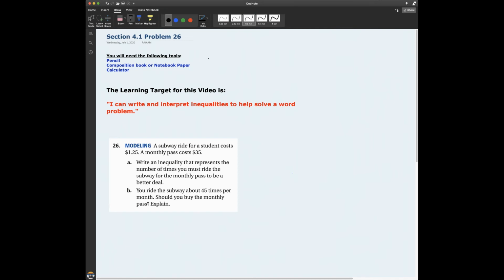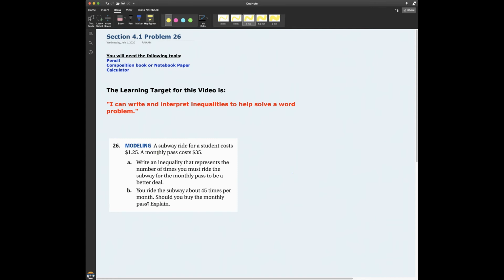It's problem 26. For this video, you will need a pencil, composition book, or notebook paper to take notes, and you might need a calculator. The learning target for this video is I can write and interpret inequalities to help solve a word problem. Okay, so let's look at the problem here and see what's important.